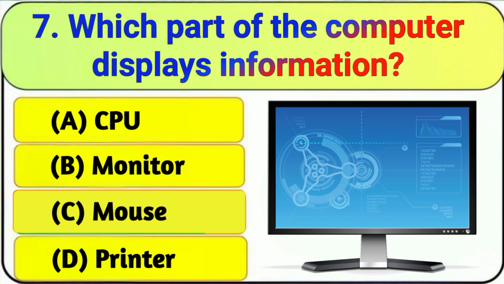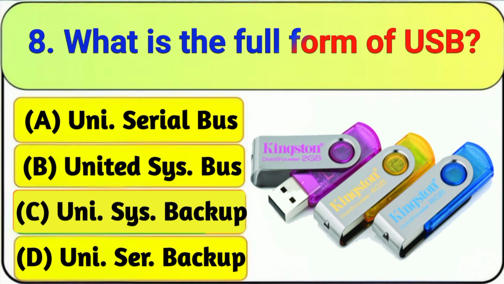Question number 7. Which part of the computer displays information? A. CPU. B. Monitor. C. Mouse. D. Printer. Your right answer is B. Monitor.